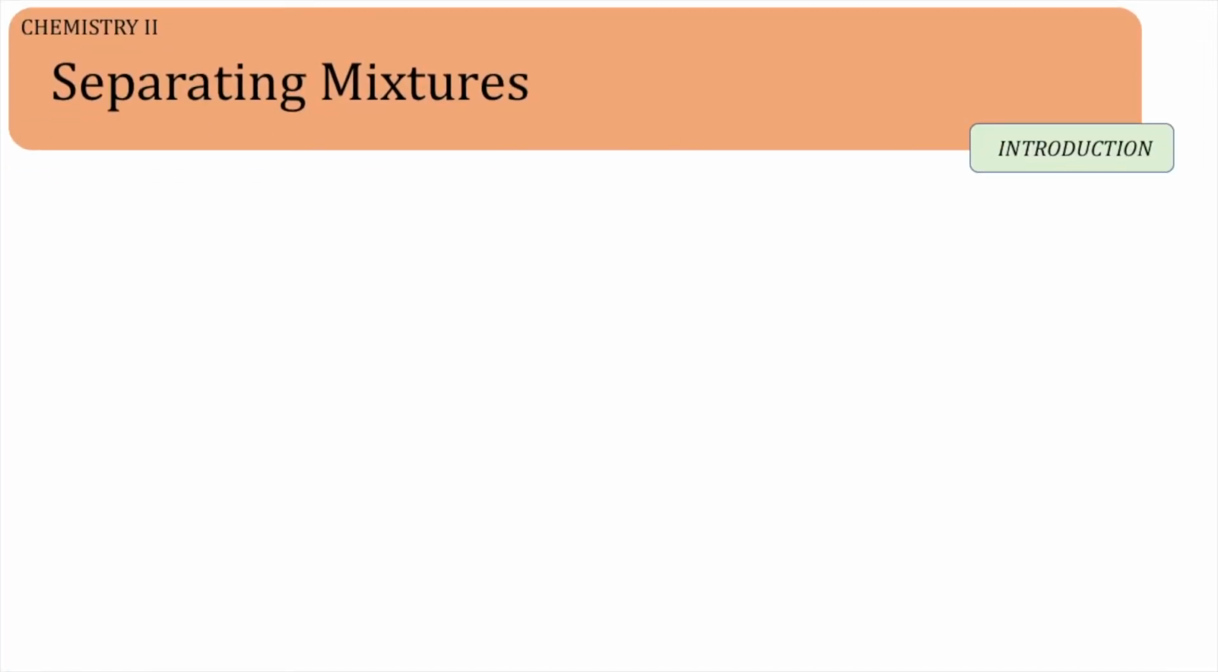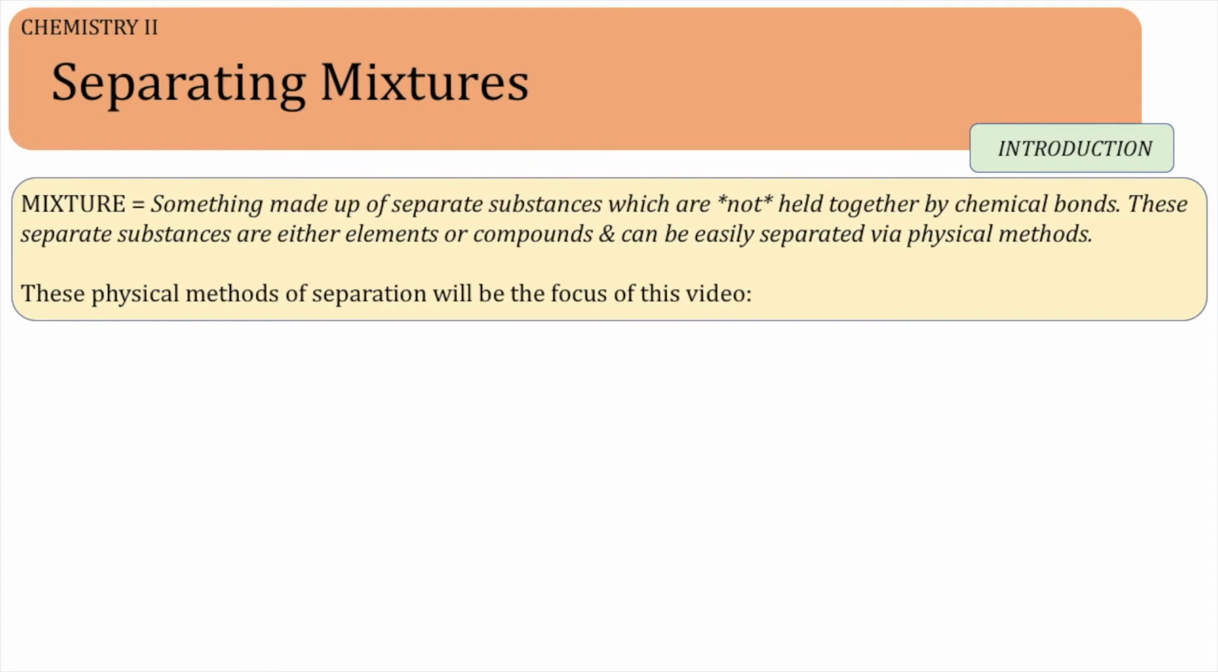In this video, we'll be looking at how we can separate mixtures. Recapping the definition from the previous video, mixtures are made up of separate substances, either different elements or compounds, that are not held together by chemical bonds. So as mixtures aren't held together by chemical bonds, they can be separated via physical methods. The type of separating technique we use depends on the type of mixture that we have.